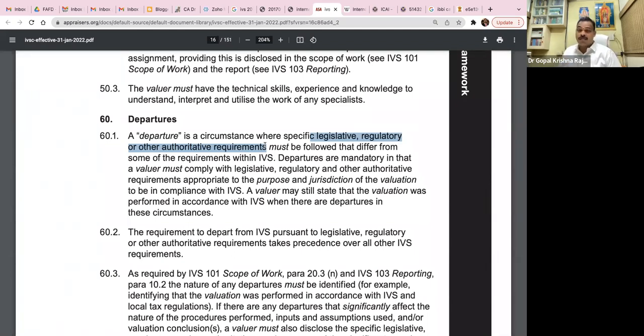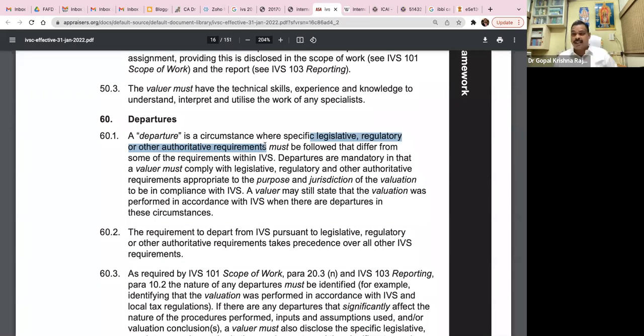What is legislative? The Income Tax Act prescribes net asset value. But where is net asset value in the International Valuation Standards? Nowhere. Net asset value is asset minus liability. Now, is it the cost approach? Not necessarily. Okay, it is book value. Is book value a value? Anywhere they have discussed book value?